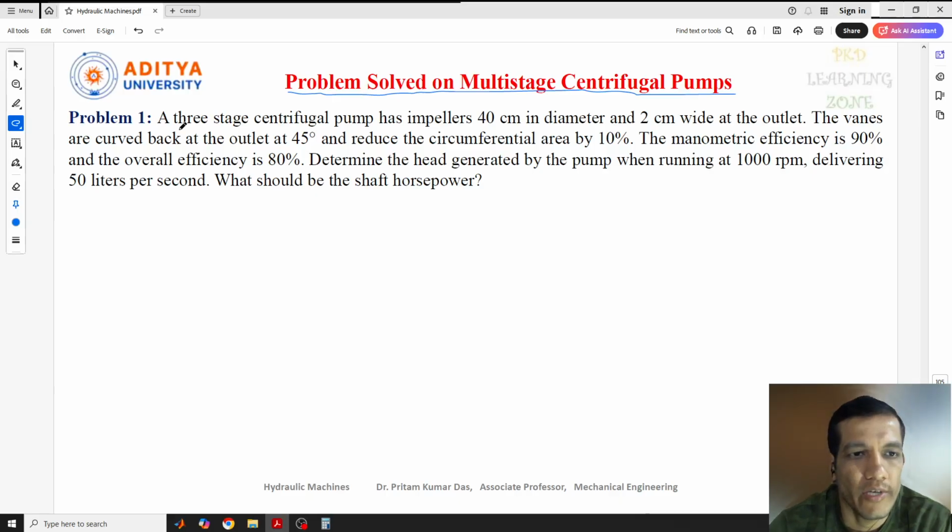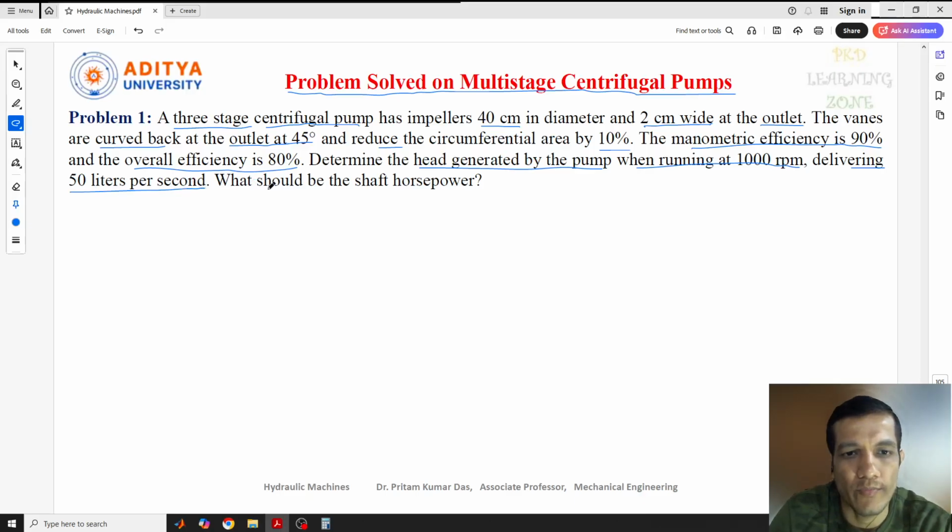So here I have taken a question: a three-stage centrifugal pump. Multi-stage here means three-stage. The pump has an impeller of 40 centimeter diameter and 2 centimeter width at the outlet condition. The vanes are curved back at the outlet at a 45-degree angle, reduced the circumferential area by 10%. The manometric efficiency is 90% and overall efficiency is 80%. Determine the head generated by the pump when running at 1000 rpm, delivering 50 liters per second.